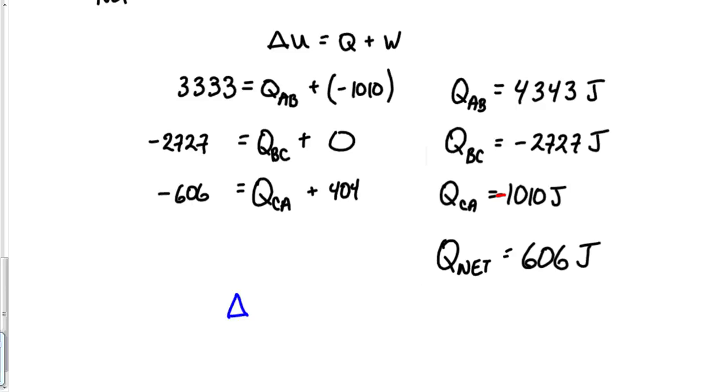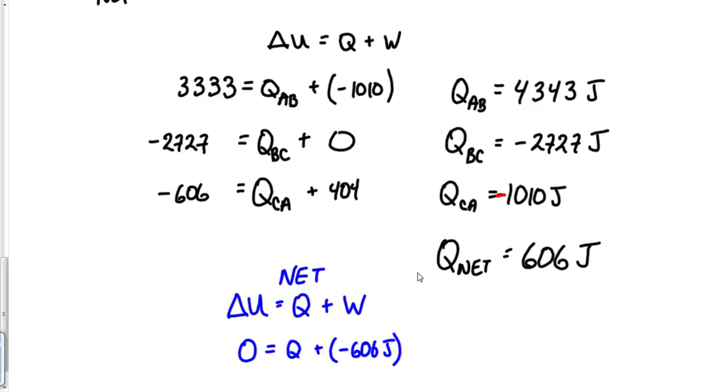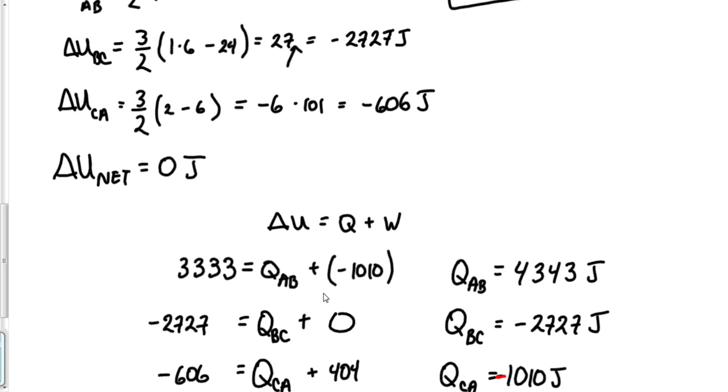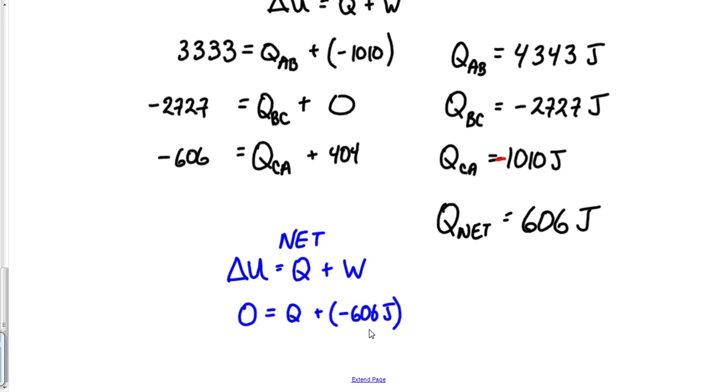Remember, delta U is equal to Q plus W. Now let's talk about net. Change in internal energy net was 0 equals Q, and then work net was actually negative 606. If you don't remember that, we can scroll right back up here. Work net is negative 606. Therefore, that means Q, or at least Q net, is positive 606, and congratulations, you have endured it.